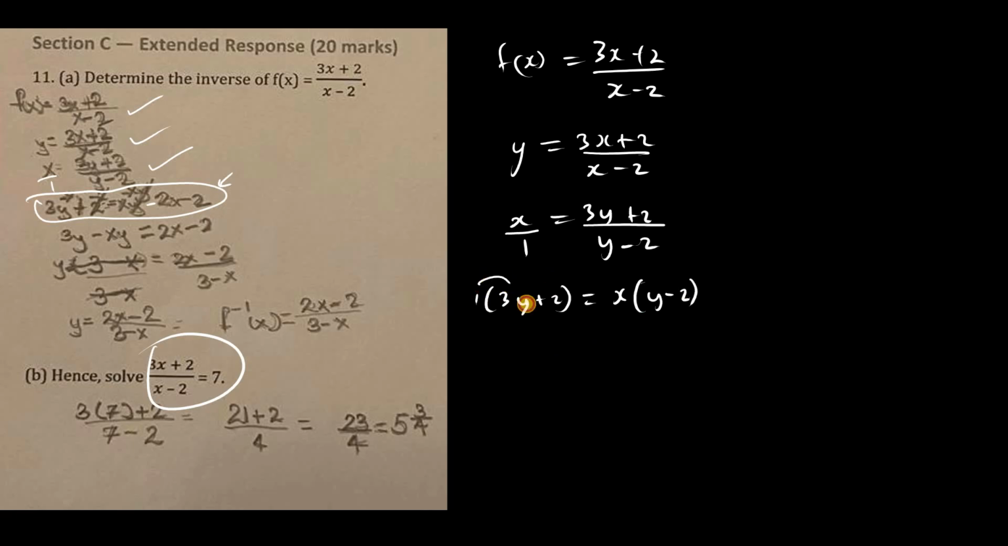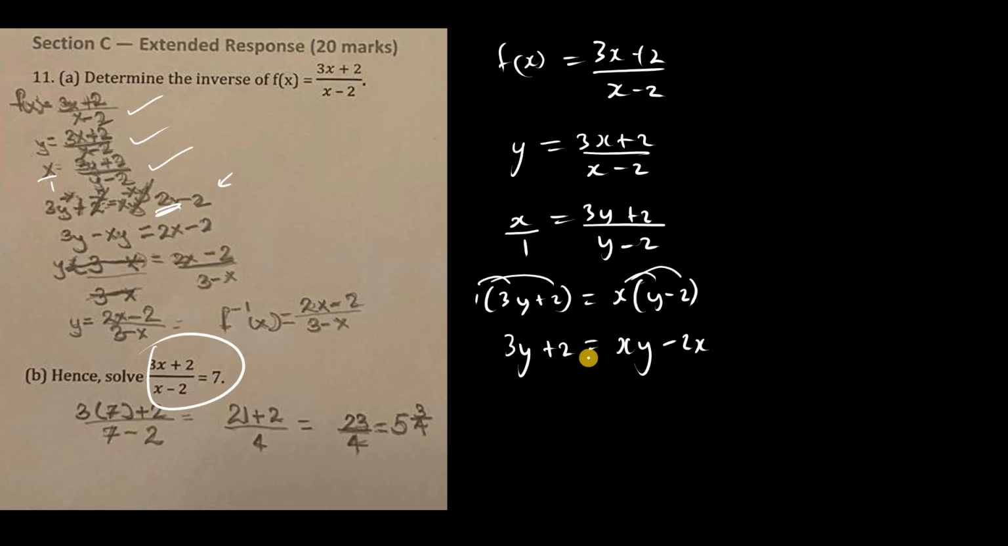So 1 times this quantity will be the same quantity. The quantity is in the bracket, right? So 1 times 3y is 3y. 1 times 2 is 2. Then x times y is going to be xy. And x times negative 2 is negative 2x. Again, that's where your error is. You don't have the negative 2x. Just do it like this to avoid losing a full mark for it.